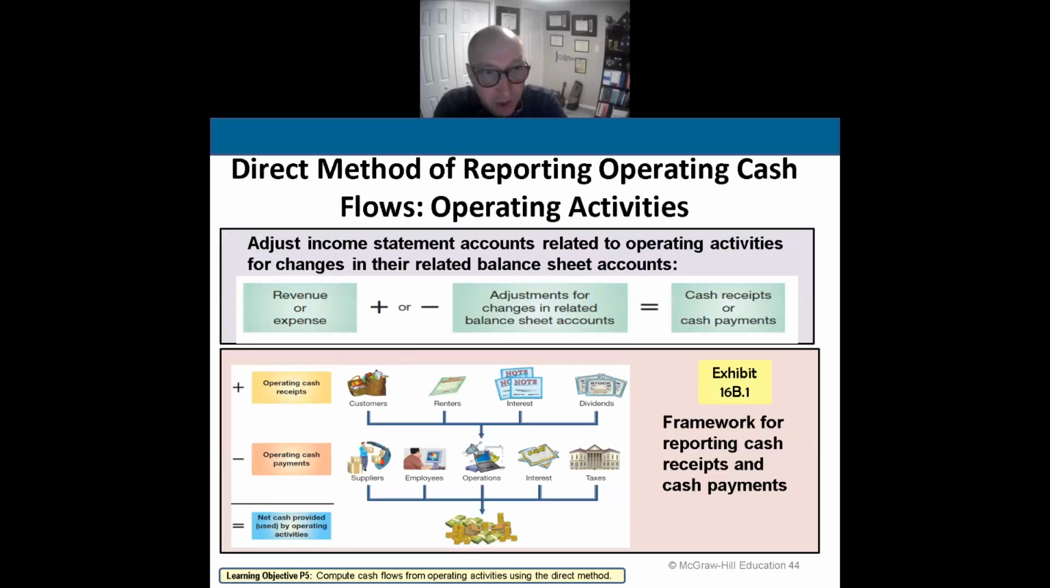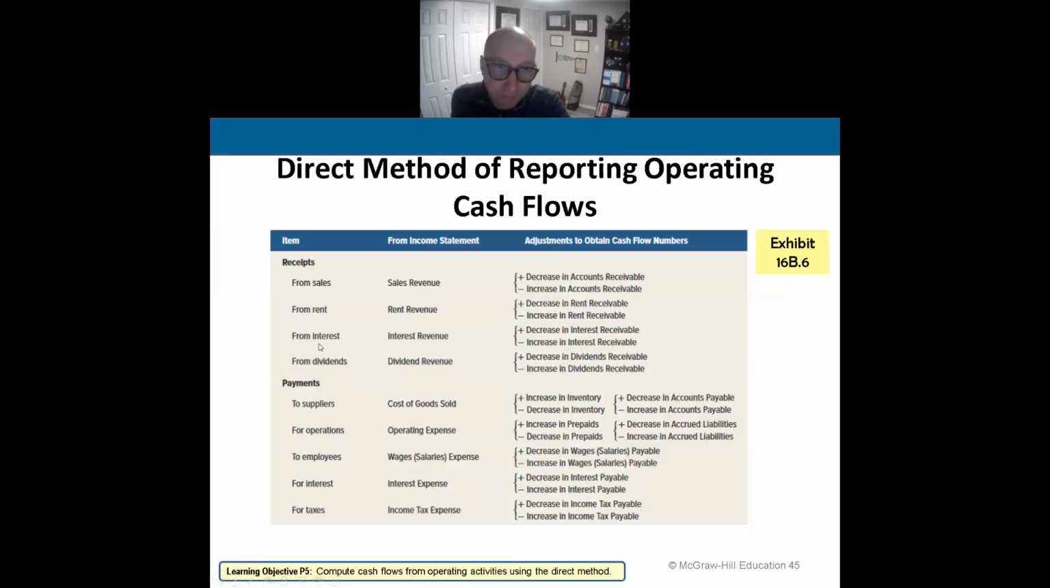And this slide kind of shows you graphically the direct method for the statement of cash flows for the operating cycle, and it's just a nice graphic to show you what those changes look like. And this slide you'll find helpful, especially when it comes to answering a couple of questions on homework. It just gives you a nice summary of the direct method.